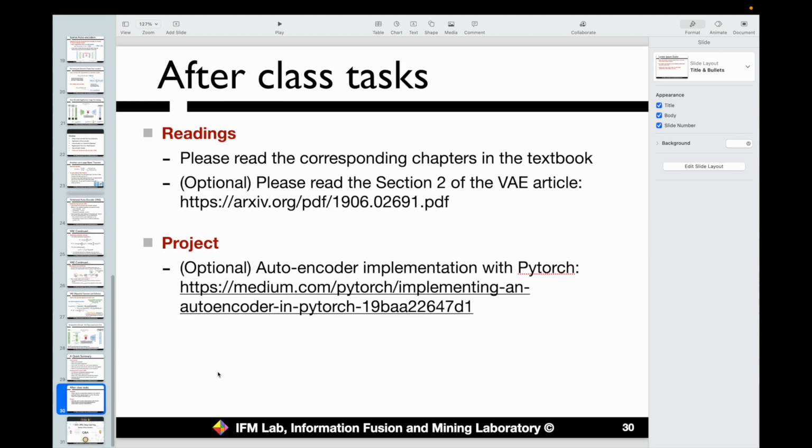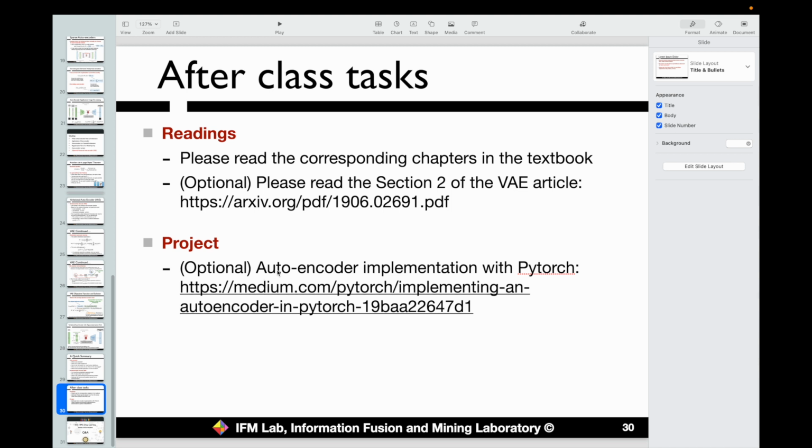This is the summary, and we also have some tasks for you to do after class. So please read the corresponding chapters in the textbook. And also optional, if you are interested in this Variational Autoencoder, you can refer to section 2 of this article we provide in the schedule spreadsheet after class. If you think this part is too difficult for you, then you can ignore it, and it should be fine for now. Also for the project, it is also optional.